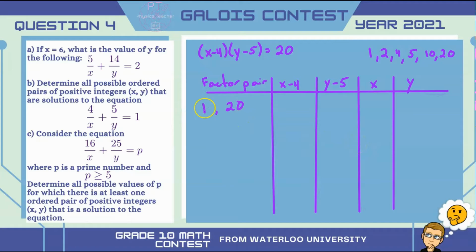Alright, so if we're to start with this factor pair, well, one of them would have to be 1 and the other one would have to be 20. And of course, we would have to do 20 and 1 as well. So one would be 20 and one would be 1.